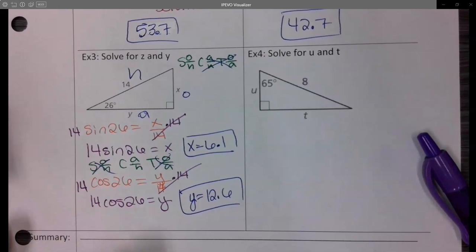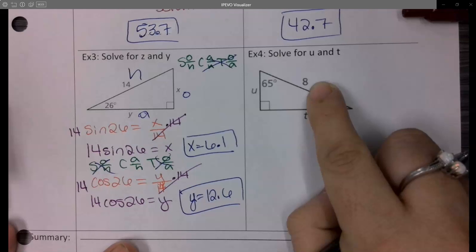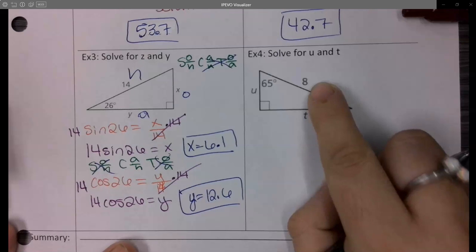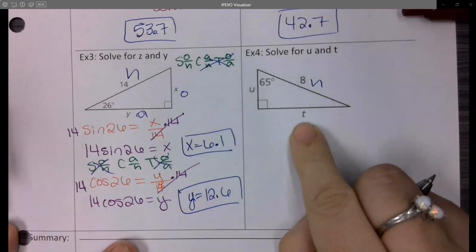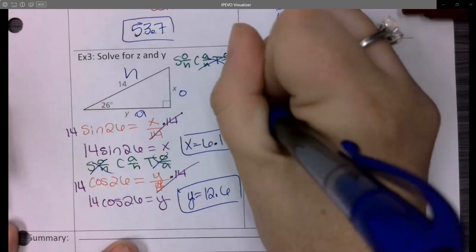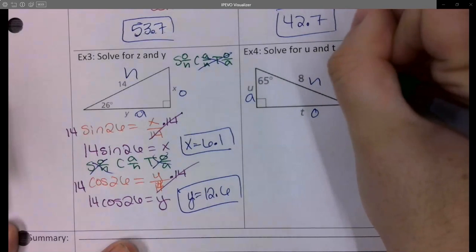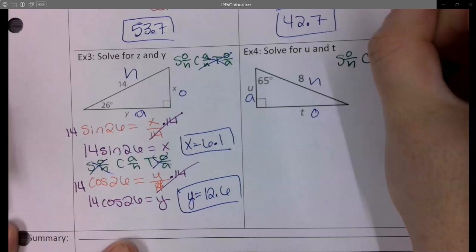Number 4 wants me to solve for u and t. So 8 is this h, a, or o. T is o or a. U is, what letter do you guys want me to solve for first, U or T? T?